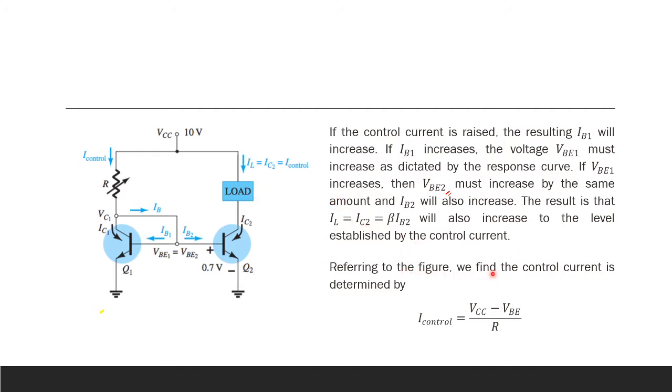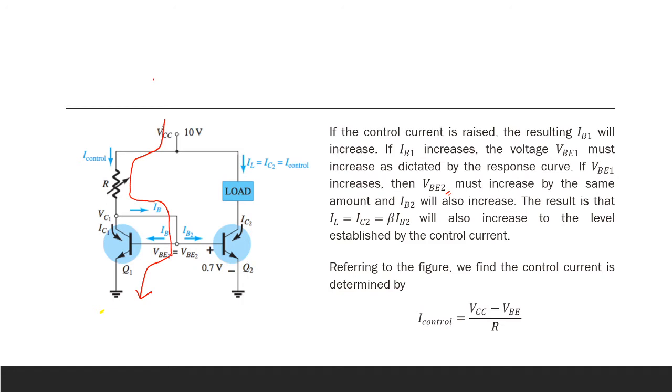So referring to the figure, we find that the control current is determined by, mag-aano lang tayo dito, maglo-loop. So yung loop natin dito is from VCC, I control, tapos kahit alin dito sa dalawa, pwedeng sa Q1 or sa Q2 ka dumaan kasi parehas naman ang value yan. And ang assumption natin that's 0.7. So let's say dito tayo dumaan.